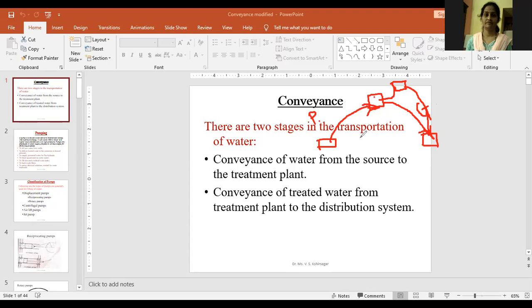But it doesn't have storage at the higher elevation, is it? So that's why we need to collect the water from source to treatment plant by pumping. And for the supply, either we can provide it by gravity, or sometimes if there is no sufficient elevation at the selected location, then you can collect it into the ESR, and then you can supply it to the public by gravity. Okay, these are the two stages over here.